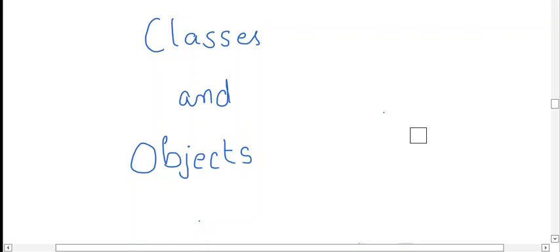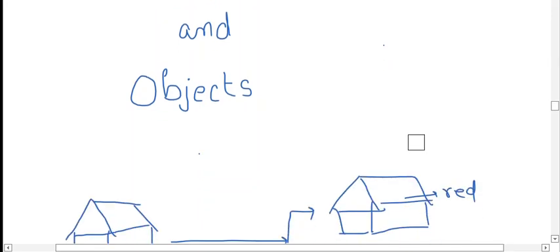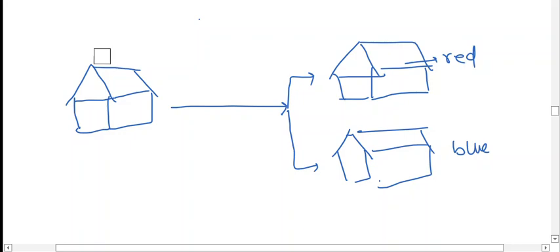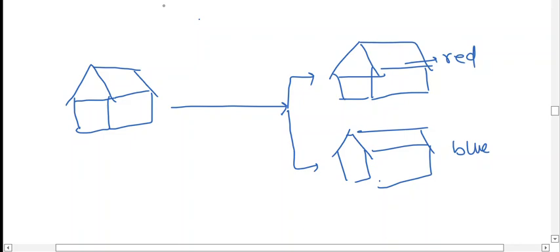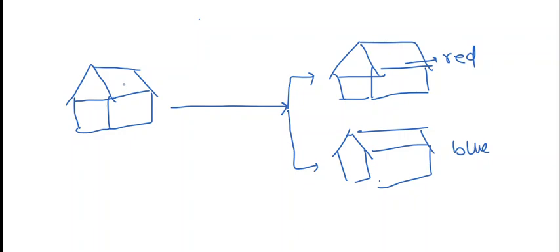uses classes and objects. Now, before I go into the discussion using Java, let me give you an idea. Let's say you build a template or a blueprint, and you say that I will design a house. So you made a blueprint of your house or model, and then using that blueprint you made multiple houses.